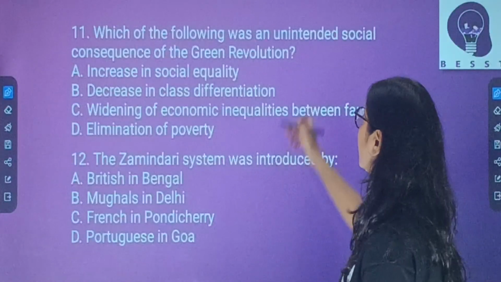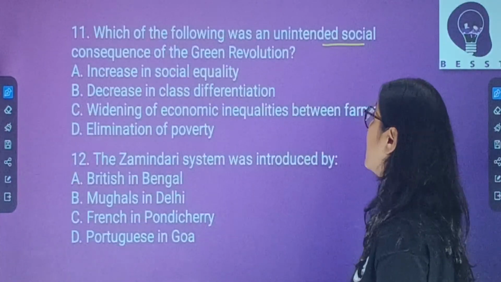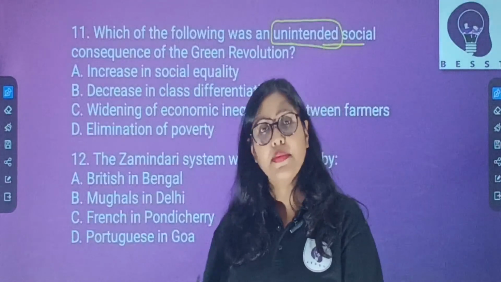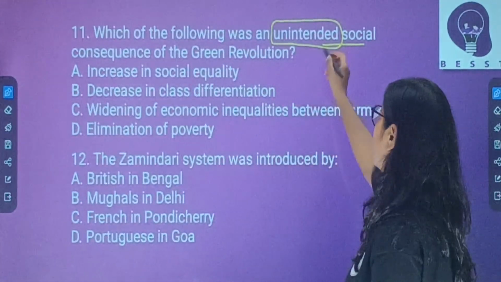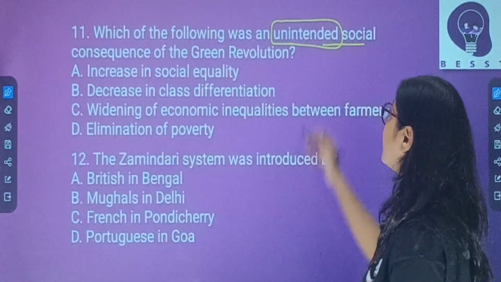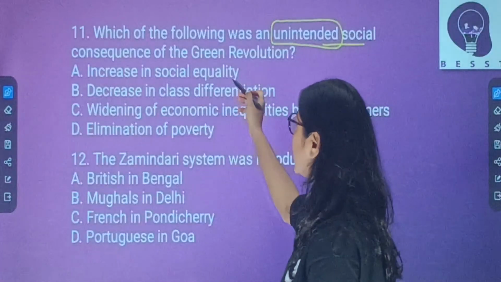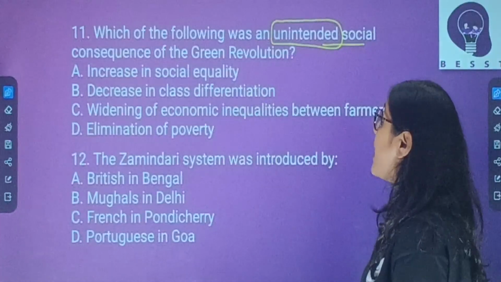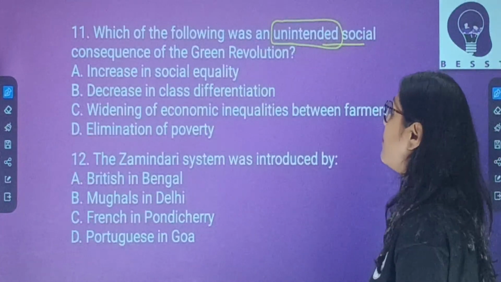Which of the following was an unintended social consequence of the Green Revolution? Unintended means they did not want to do it, but it happens automatically. So that is unintended. So what was an unintended consequence of the Green Revolution? Increase in social equality, decrease in social class differentiation, widening of economic inequalities between farmers, or elimination of poverty.